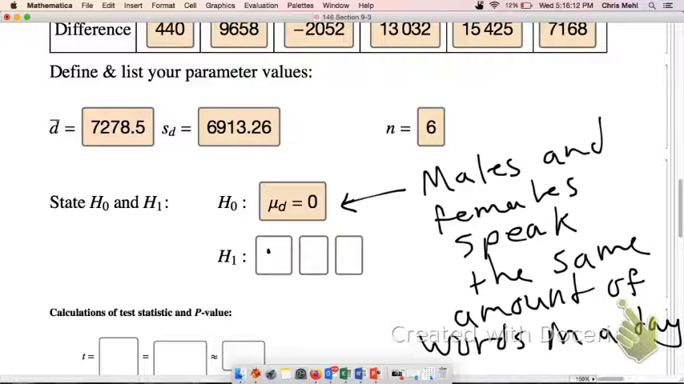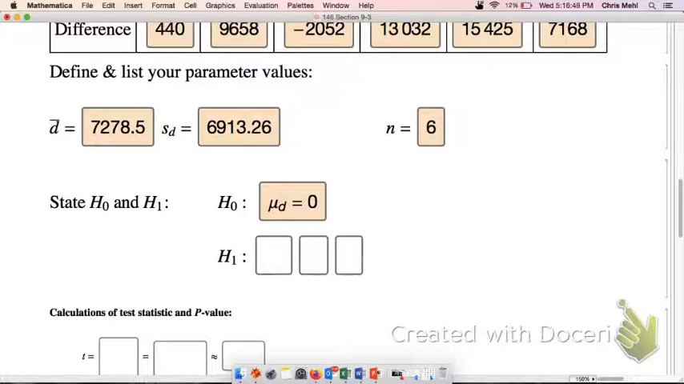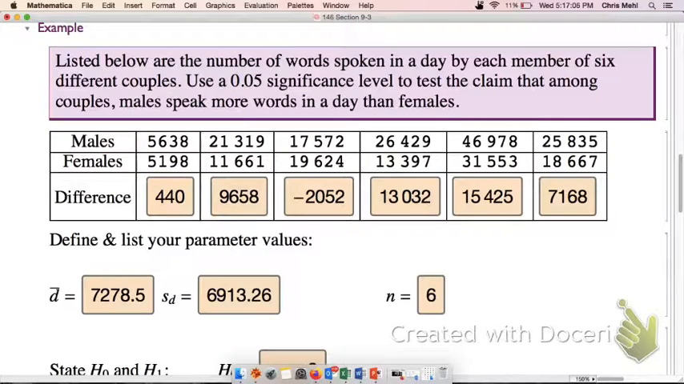Now, the alternative hypothesis. I'm going to have to erase this. The alternative hypothesis still uses the symbol mu sub d, the mean of all the differences in words spoken in a day by couples. It has to compare to 0, and you have to decide if it's less than, greater than, or not equal to. So focus now. If you go back and read the question, this is the claim we're testing: males speak more words.